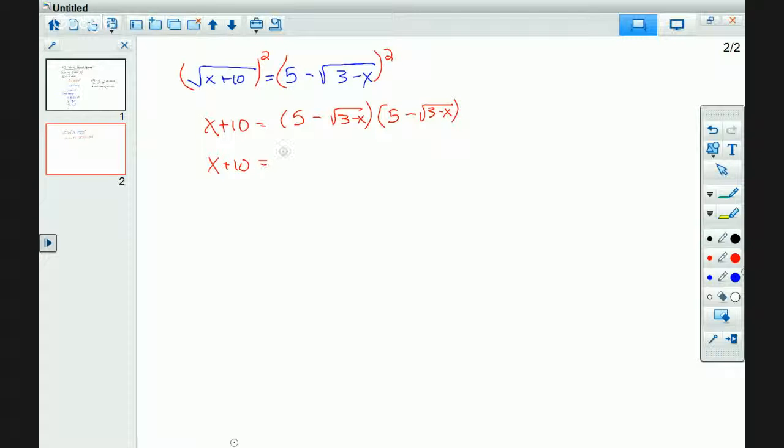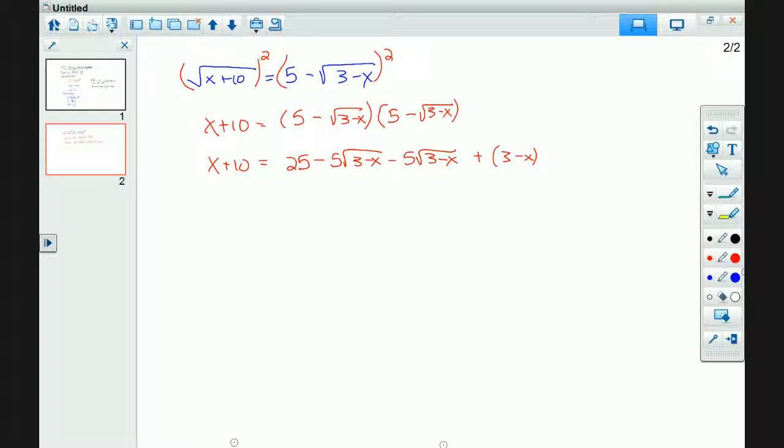Okay, so FOIL, first times first. Then we have the outers. And that's all you write, 5 times root 3 minus x. And then the inners. And then last times last is negative times a negative, and then what we end up with is a root times a root of the same thing. It's whatever's inside. Okay, the roots disappear. Thankfully.